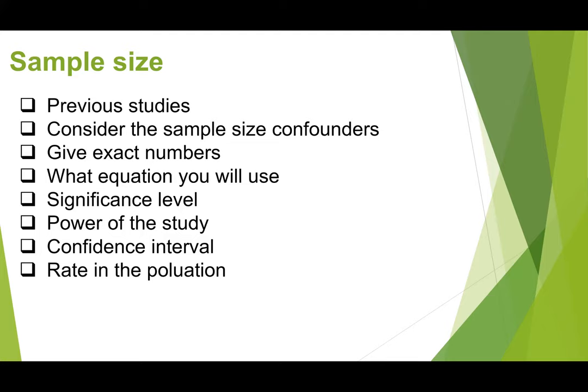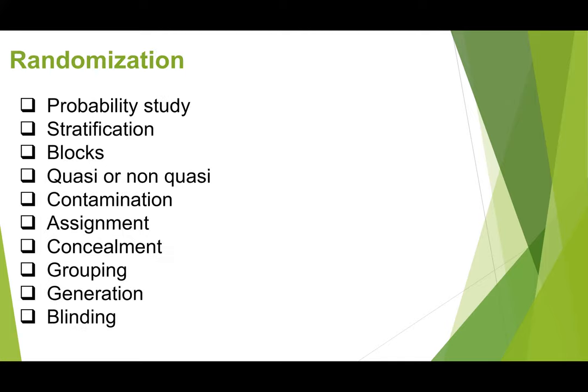And then you need to include all that when you write your protocol about the sample size, and then the exact equation that you use, and then you calculate and you give the exact number. Of course, you need to mention your consent rate, your sample loss, and other things that affect it, that we've discussed when we did the sample size calculation.